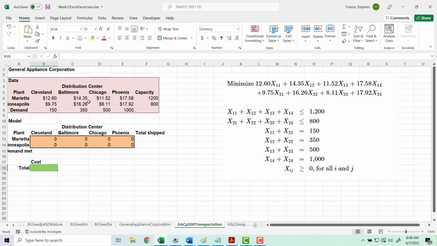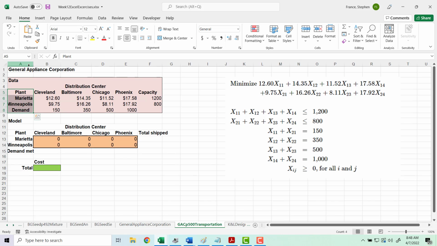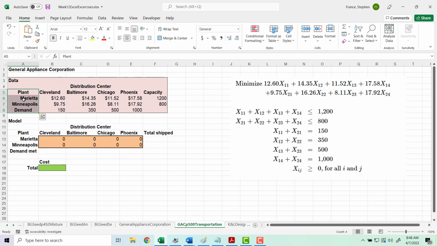Okay, so this is the transportation example. Now, most transportation linear programs, we basically have an origin and a destination. Here, the origin is two plants. We have plants in Marietta, Georgia, and Minneapolis, and we're trying to send our products to these four distribution centers.